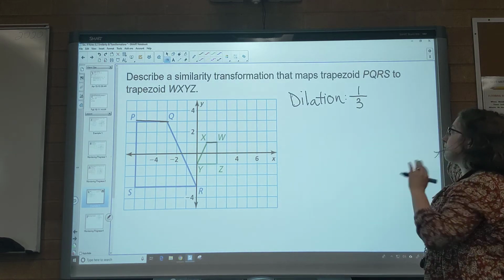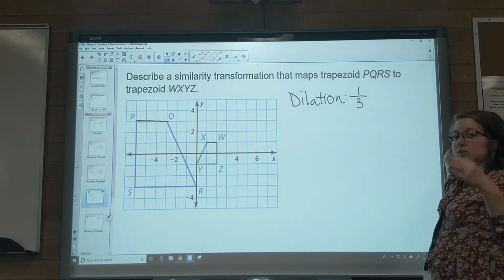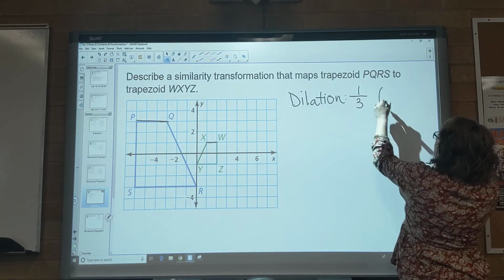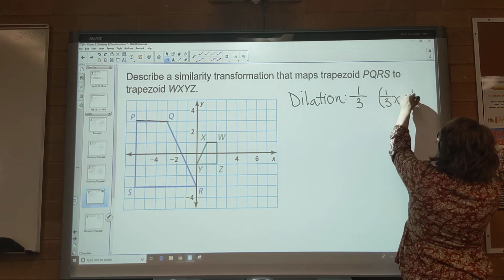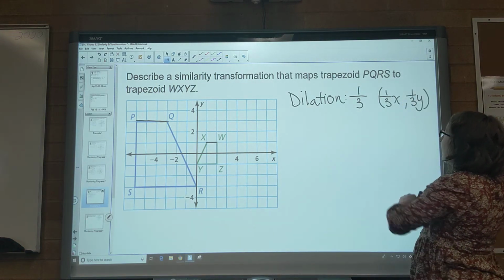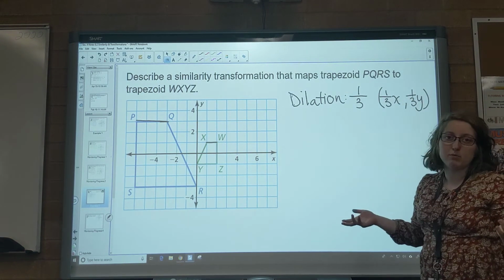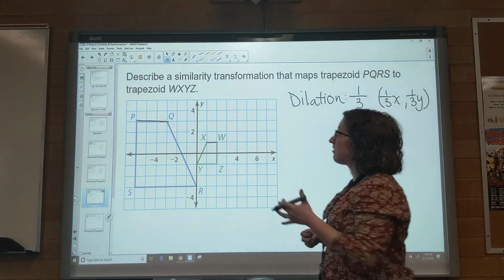So probably we'll just ask you for a number, but if you need to write it, then you can write it like how we had it in the other one. So you'd have 1/3 X, comma 1/3 Y, and all that is saying is that you times X and Y by 1/3. Okay, so you can write it either way.